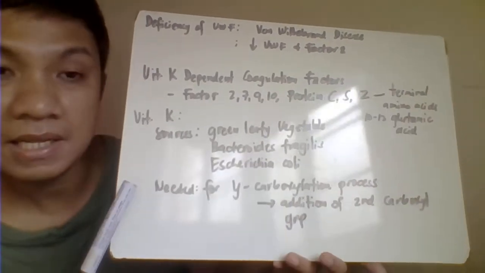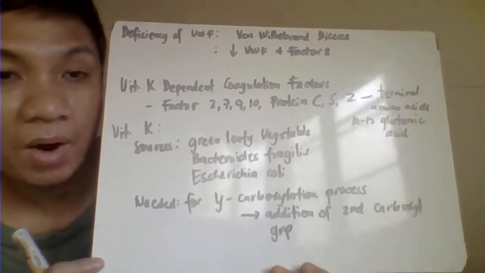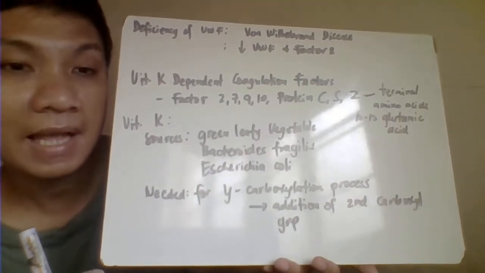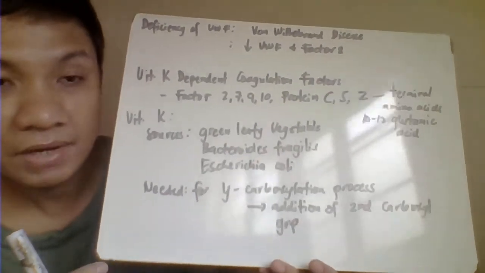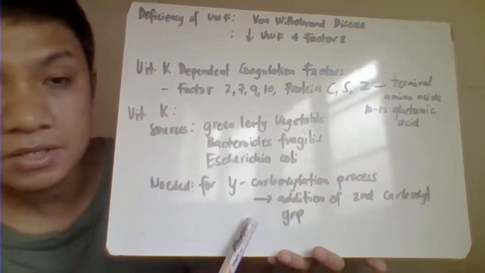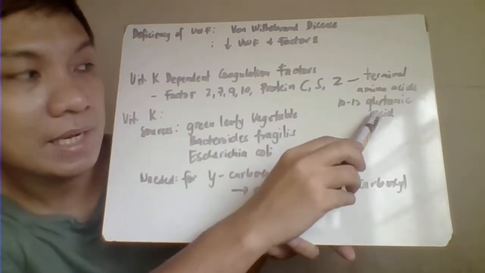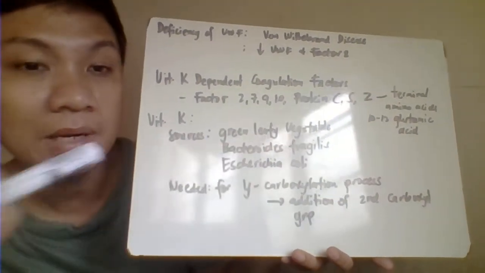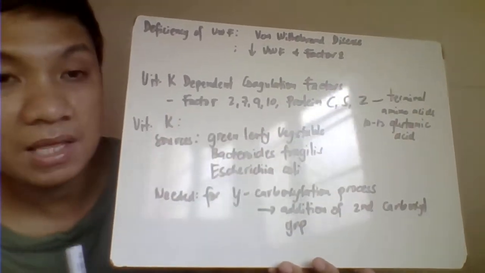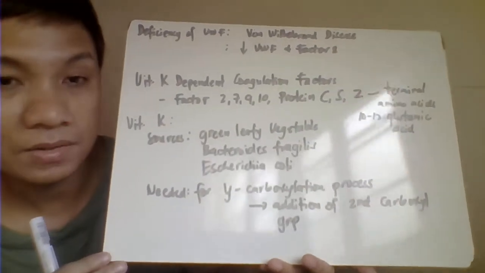Okay, tinawag silang vitamin K dependent coagulation factors because in order for these coagulation factors to be activated, it requires the presence of your vitamin K. So pag walang vitamin K, hindi sila magiging activated. So vitamin K is needed here for their gamma carboxylation process. Your gamma carboxylation process involves the addition of the second na carboxyl group dito sa kanilang terminal glutamic acid na terminal end. Okay, so kailangan natin ng vitamin K for this one to become activated by addition of your second carboxyl group in the process. We call that one as your gamma carboxylation process.